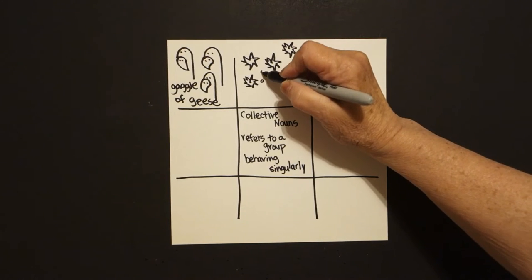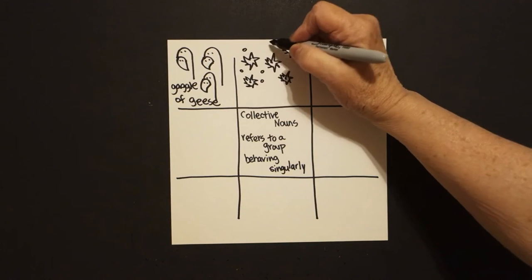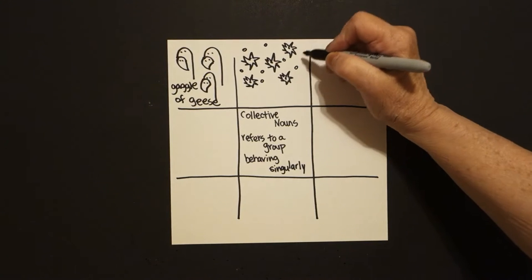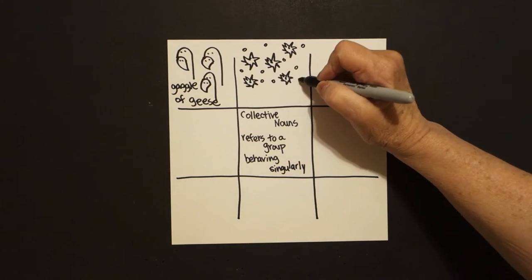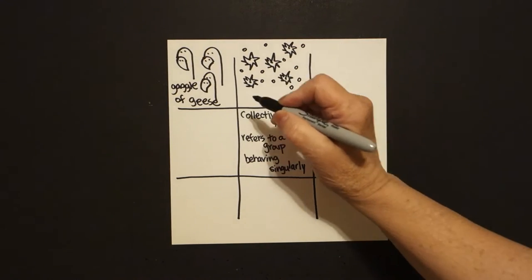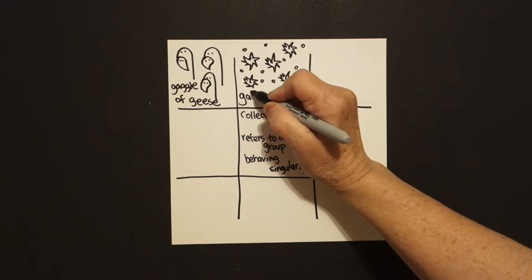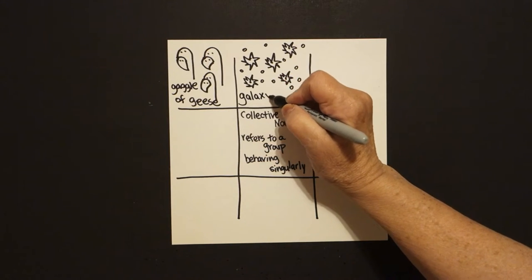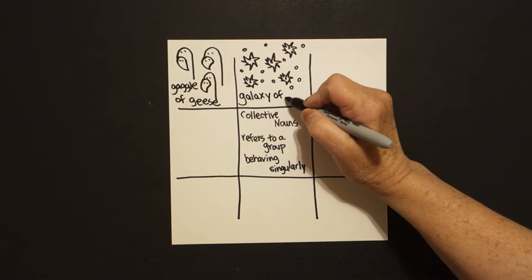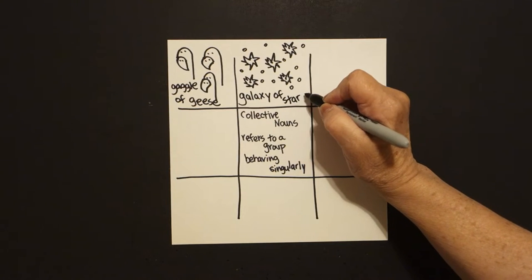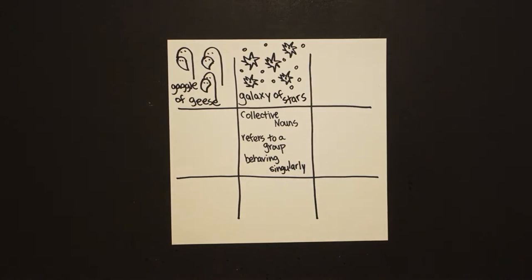In between, put little tiny baby circles. Because what we have just drawn is a galaxy of stars. A galaxy of stars.